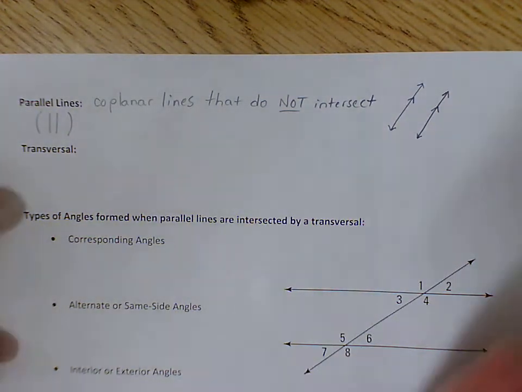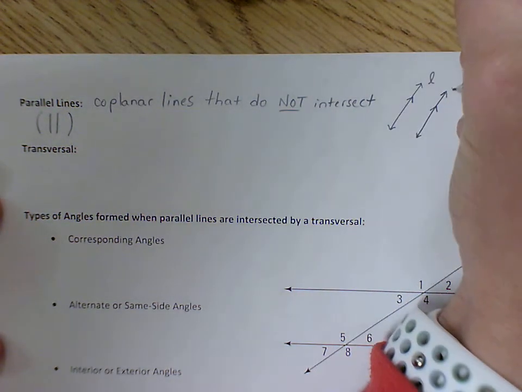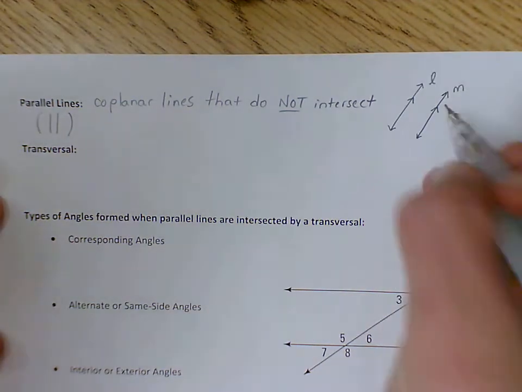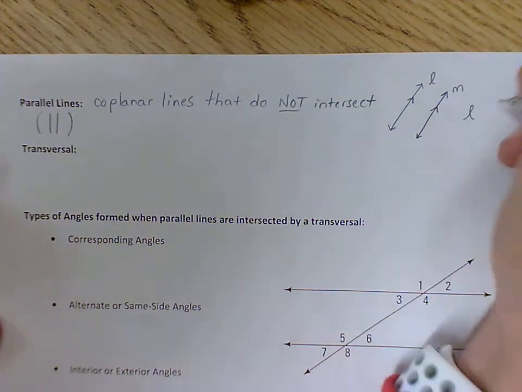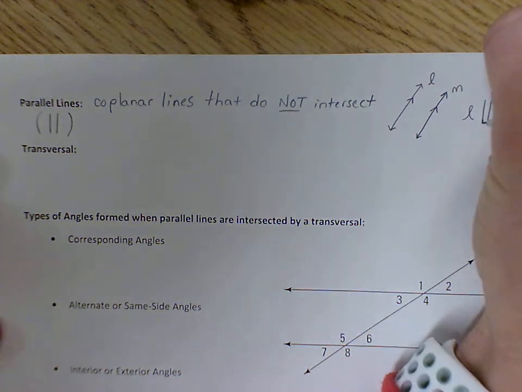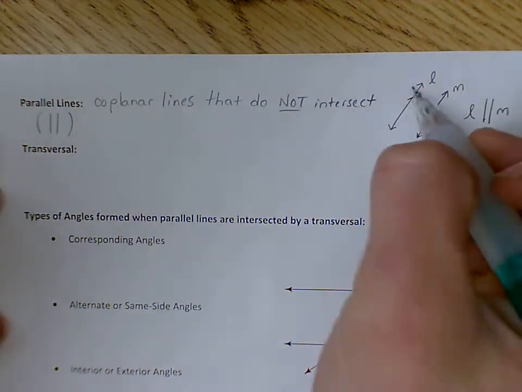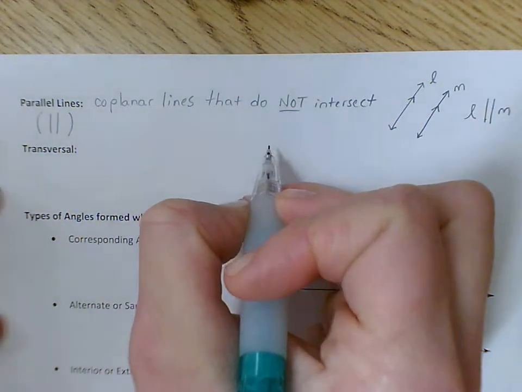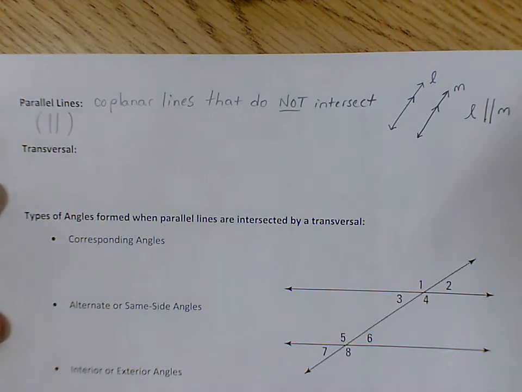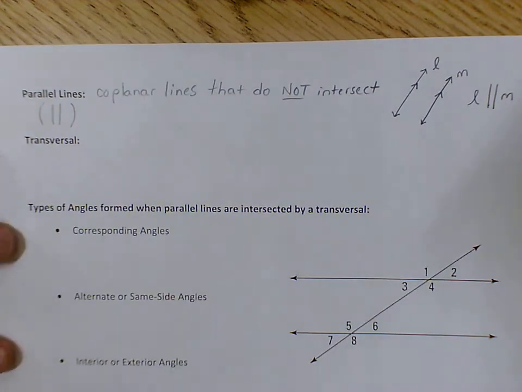Okay, and so if we name the lines, let's say that this is line L and this is line M, then using our symbols, you could say line L is parallel to line M. Okay, so that's how you show parallel lines. Parallel lines could go sideways, horizontally, or vertically, just as long as they do not intersect. However far you extend them, they would be called parallel.